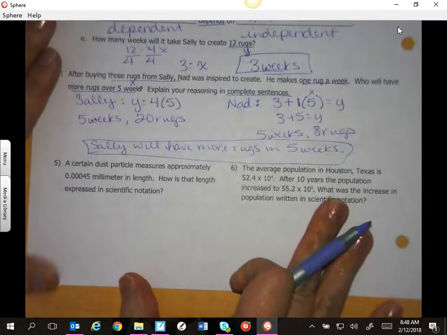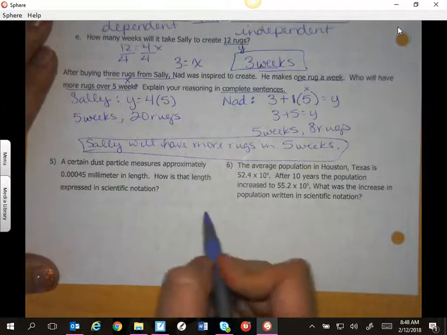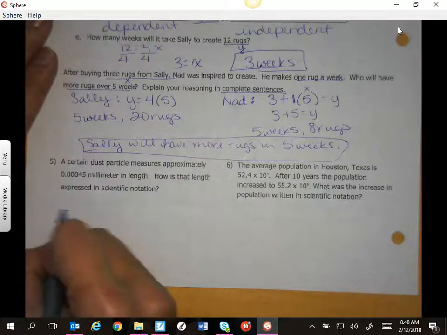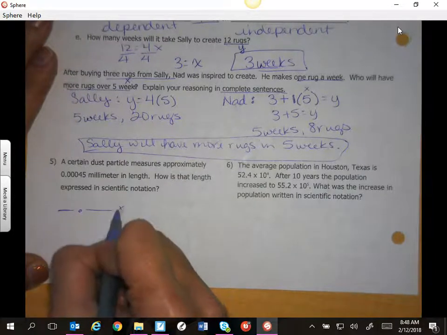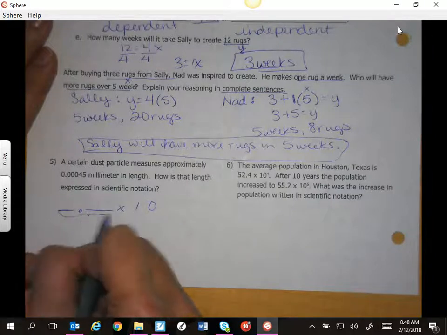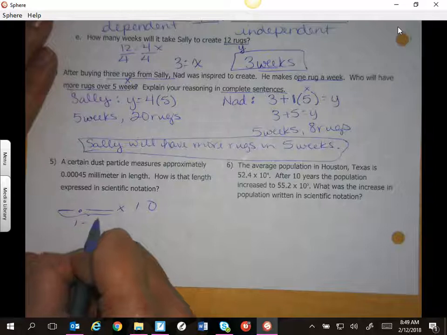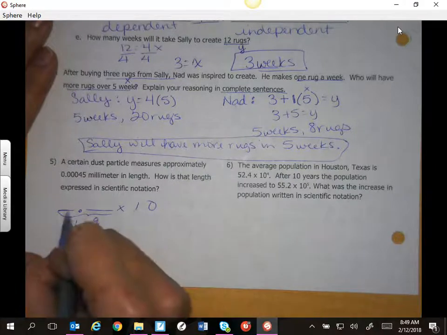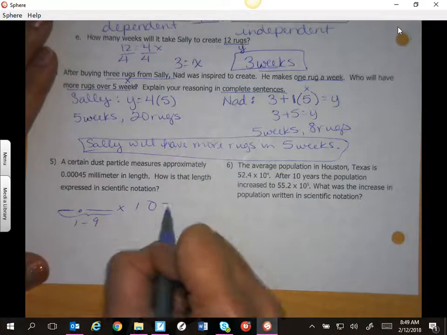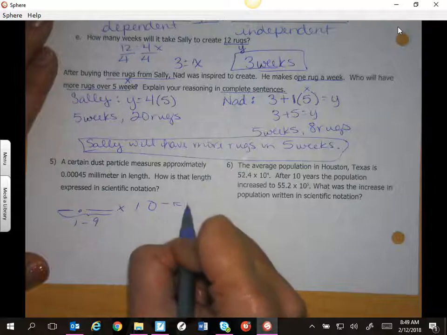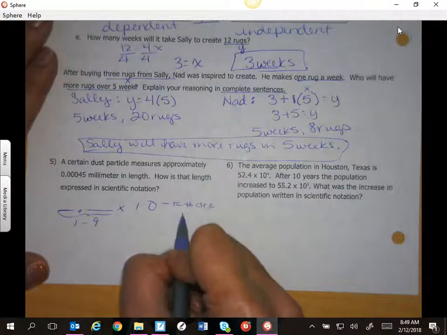We did scientific notation a while back, so we'll just have a little review of that. If you remember, we watched your Brain Pop on that, where we had some number between 1 and 9, right? It couldn't be 2 digits here, times 10 to some exponent, and this was the number of decimal places we moved.